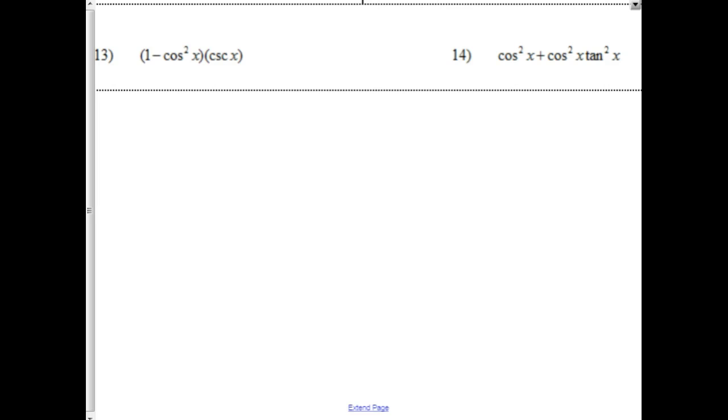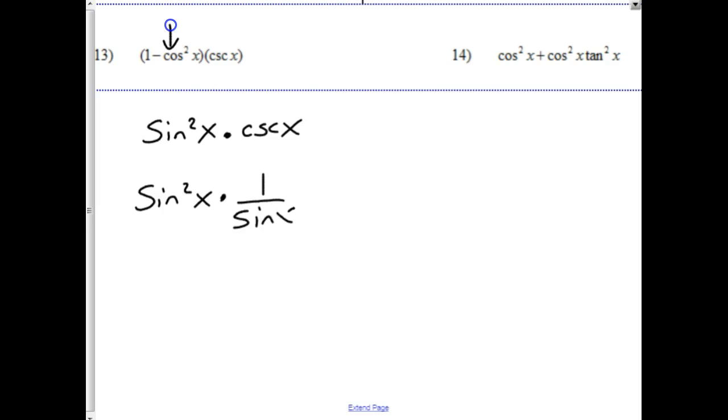Alright, I think we have 4 left, so let's get through them. Again, let's see, number 13. First thing I see, hey, that's an identity, right? That is sine squared x, and I'm multiplying it by cosecant x. Change everything to sine and cosine. One of my sines will cancel, which just leaves me with sine x, and hey, that one was pretty fast and easy.